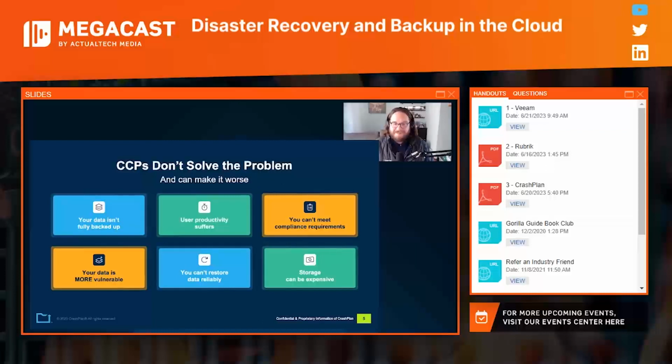The first one is the data for your users is not fully backed up. Even if you're using the sync app or you have folder redirection turned on with OneDrive, it's only going to back up data that is in these specific folders that you have designated need to be synced to the cloud. If a user happens to save something and it's in a different place, or it is not the right file type that is supported by one of these applications, it will not be protected and it can fail silently.